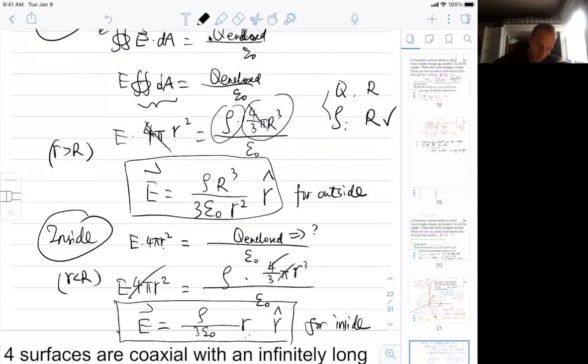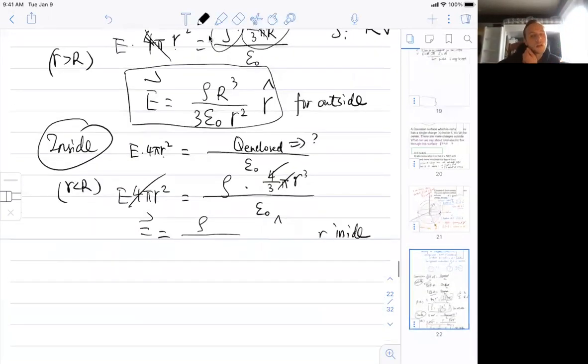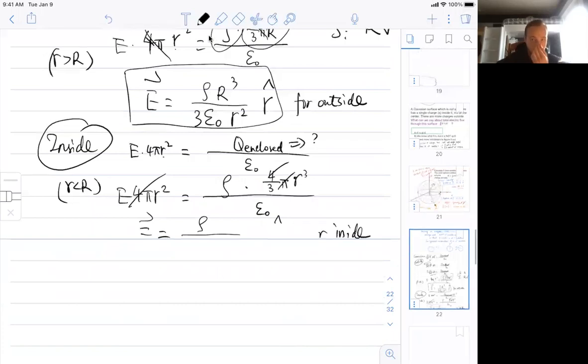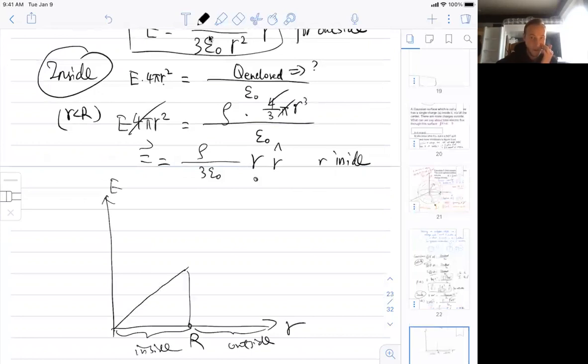Does it make sense that my E, now if I were to draw how this behaves as a function of r, rho r over 3 epsilon naught. So if I were to draw a function of E with respect to r, at R, inside and outside, it looks like this. Inside is increasing as a function of r. Outside is decreasing with the power law 1 over r squared. Does that make sense?